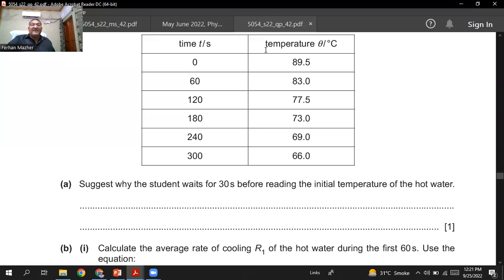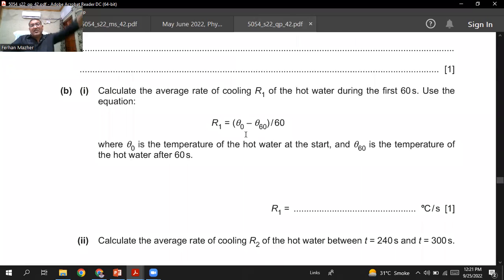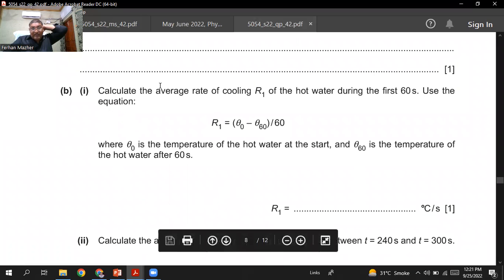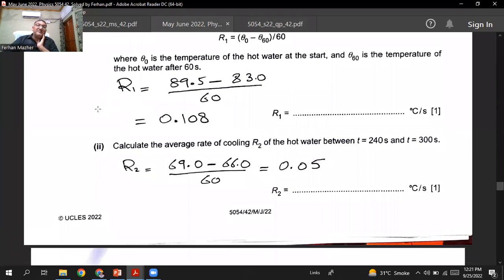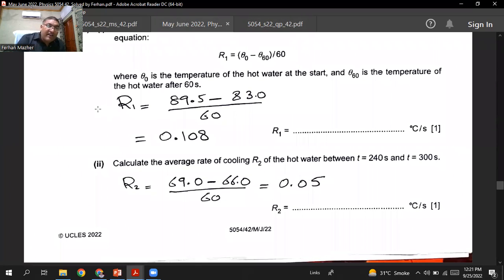So we can see that when the time was 0, the initial temperature of the hot water is 89.5, and at 60 seconds the temperature is 83.0. So I can put those values in this formula and very easily calculate the rate. The rate will be 89.5 minus 83, and the whole thing divided by 60, and that will be 0.108. So that's the rate. It means degrees centigrade per second. So with this rate, the water is cooling down.